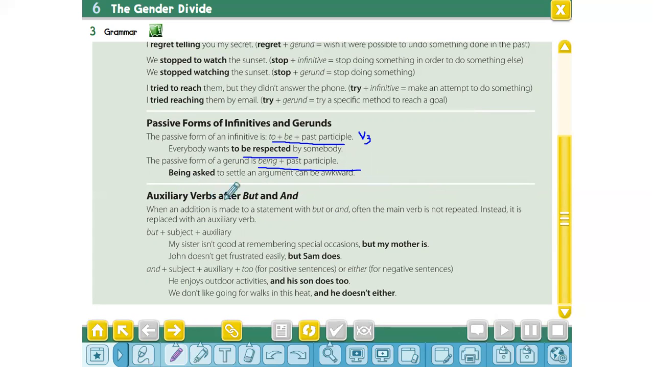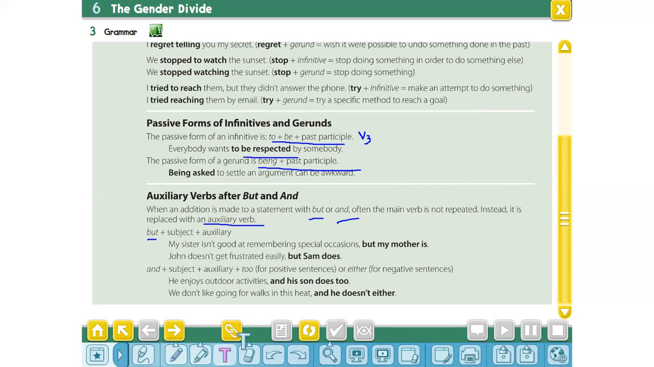Auxiliary verbs after but and. When an addition is made to a statement with but or and, often the main verb is not repeated. Instead, it's replaced by an auxiliary verb. We will use but plus subject plus auxiliary.